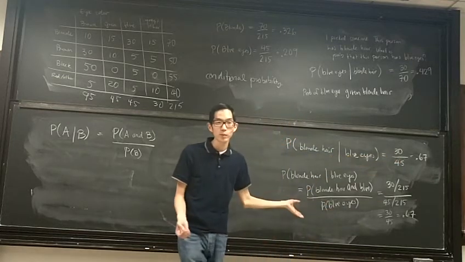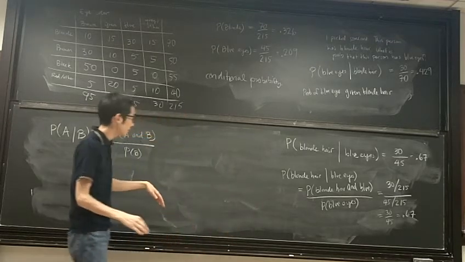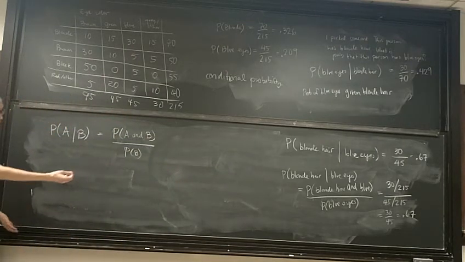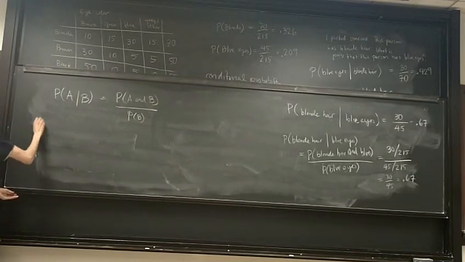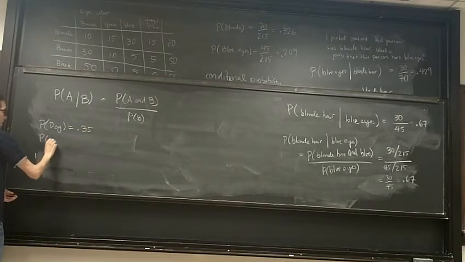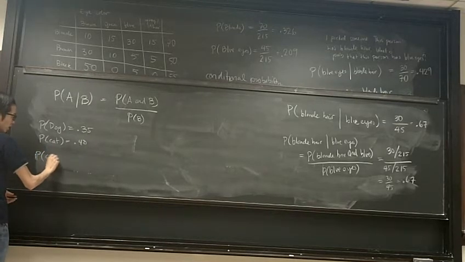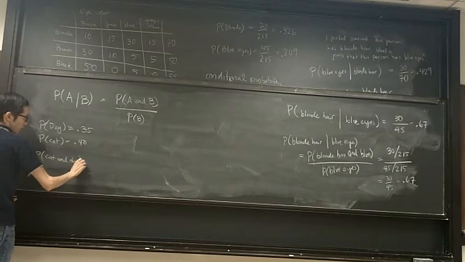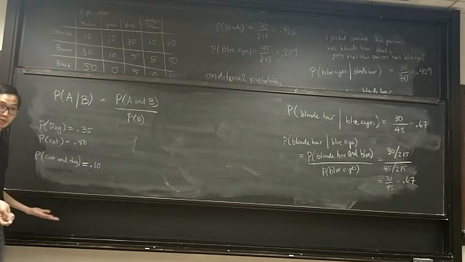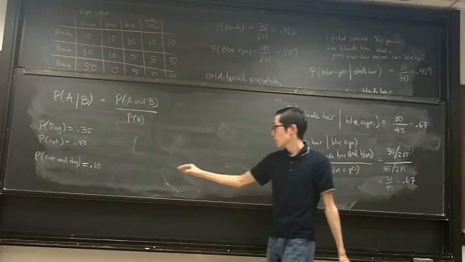But sometimes we're not given a table, and it's kind of like this cats and dogs thing, and then you might still be asked this type of question. So let's see if we can answer this question with our cats and dogs scenario. The probability of a dog was 0.35, the probability of a cat is 0.40, and the probability of cat and dog is 10%. Not 10, 10%, because probability can never be bigger than 1. So you can say 10% or 0.10. Never say 10.